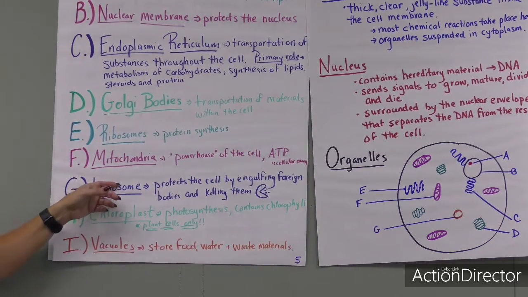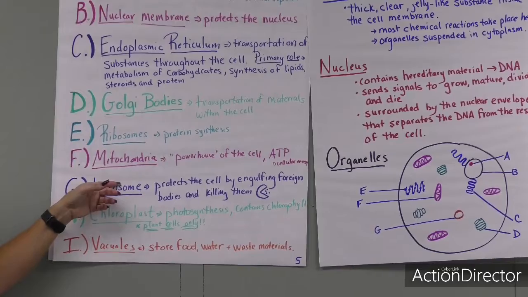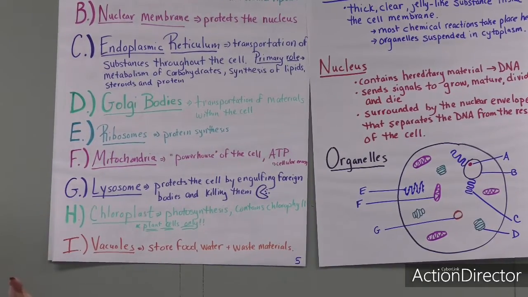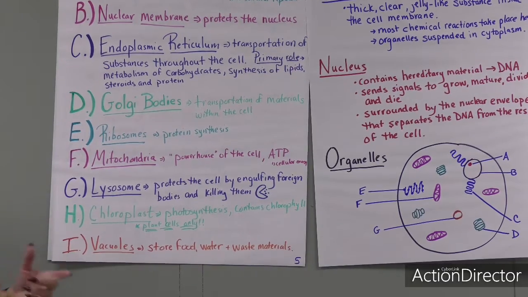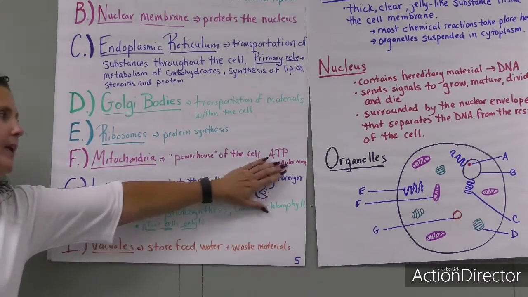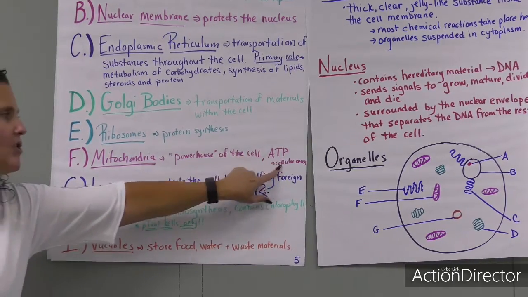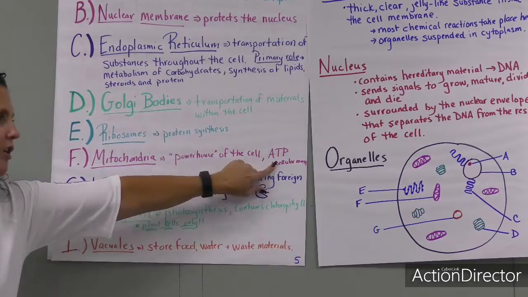F is the mitochondria. We've talked about mitochondria a little bit when we looked at health and wellness, but that's the powerhouse of the cell. Like you put gas in your car, it makes it go. The power in the cell is called ATP, adenosine triphosphate is what it stands for. We just call it ATP. That's our cellular energy or cellular currency.